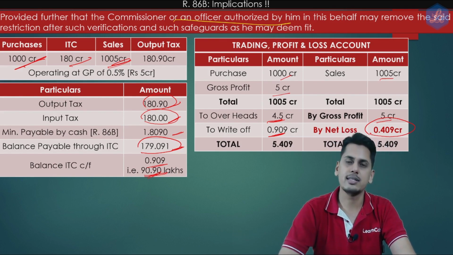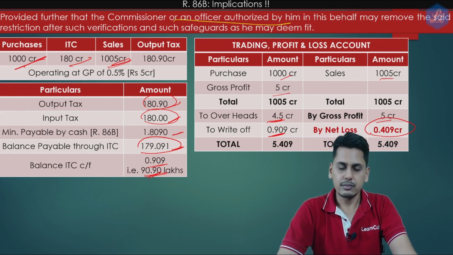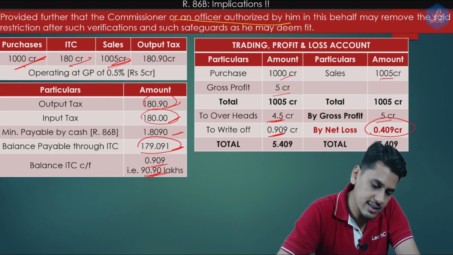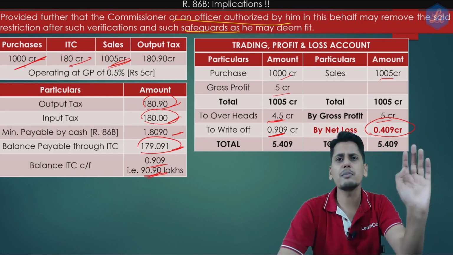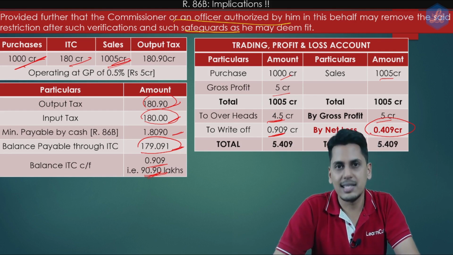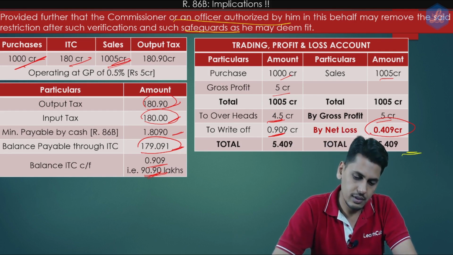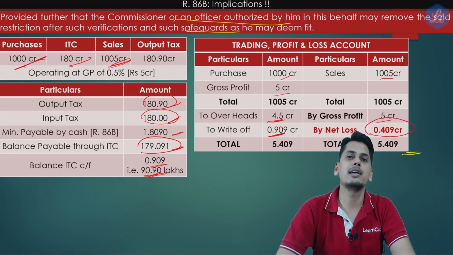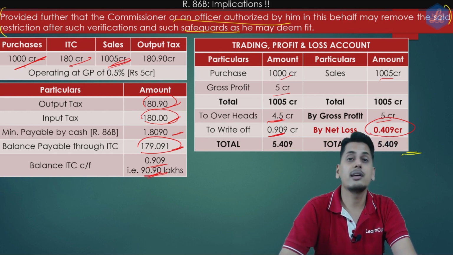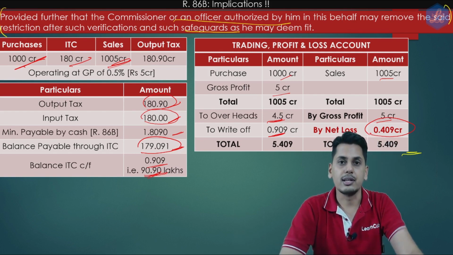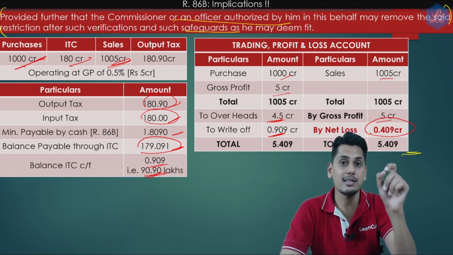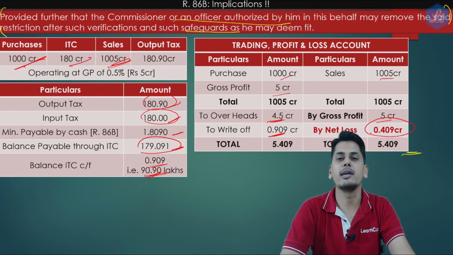So rule 86B states that where the authorized officer is satisfied, then after verification and such safeguards as he may deem fit, he may put some condition. He may say, give me a bond, give me a bank guarantee. So some safeguards he may put, and thereafter he can uplift the restriction which is placed by rule 86B. So I am sure with this example you are able to understand what is the power of this particular relaxation. It is there to relax the restriction which is placed by rule 86B for certain specific assessees on application.